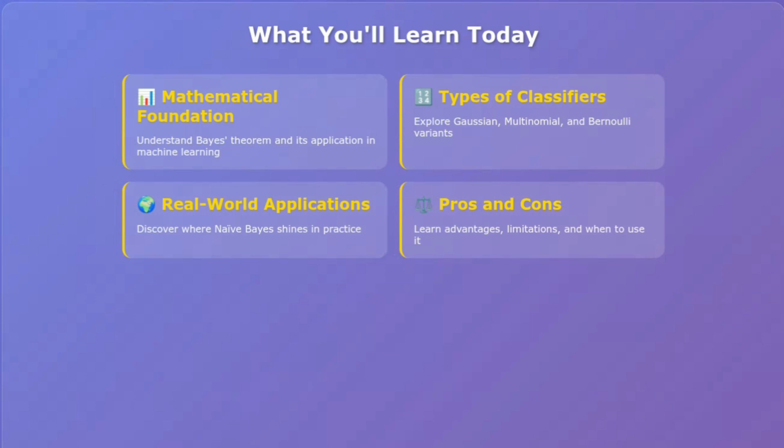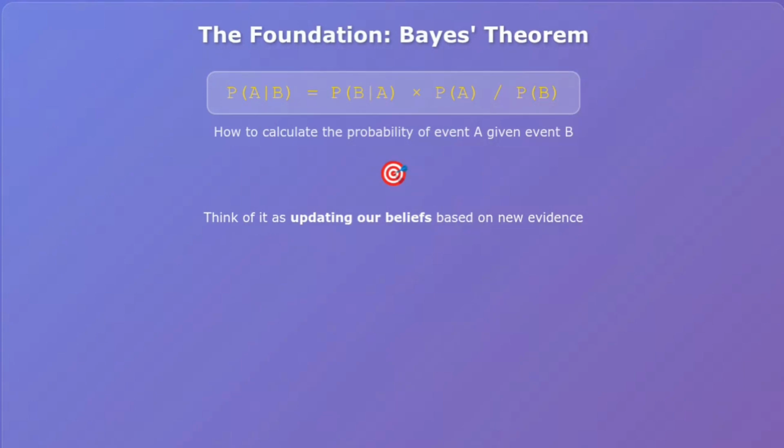Before we dive into naive Bayes, we need to understand its foundation, Bayes' Theorem. This theorem tells us how to calculate the probability of event A happening given that event B has occurred. The formula might look intimidating, but it's actually quite intuitive. P of A given B equals P of B given A times P of A divided by P of B. Think of it as updating our beliefs based on new evidence.